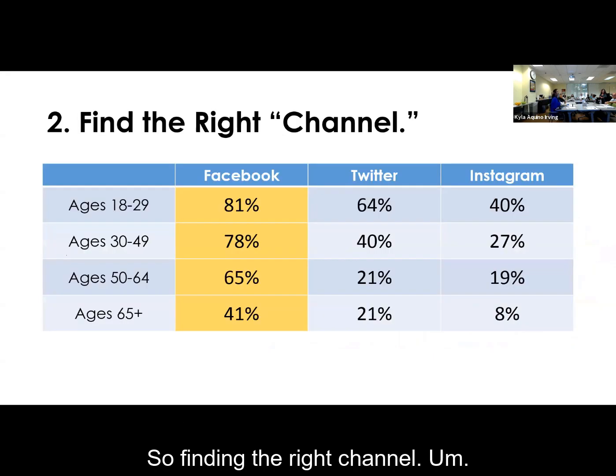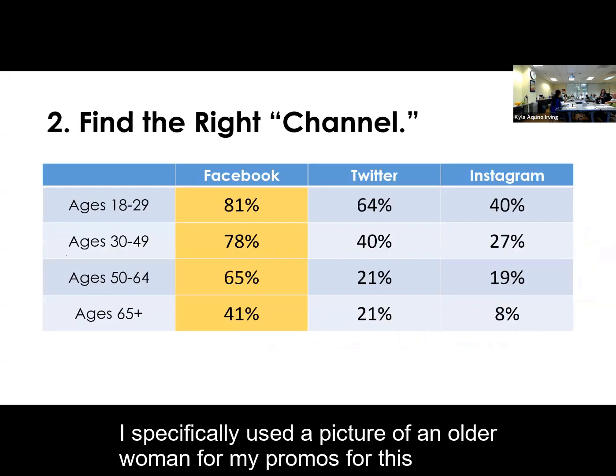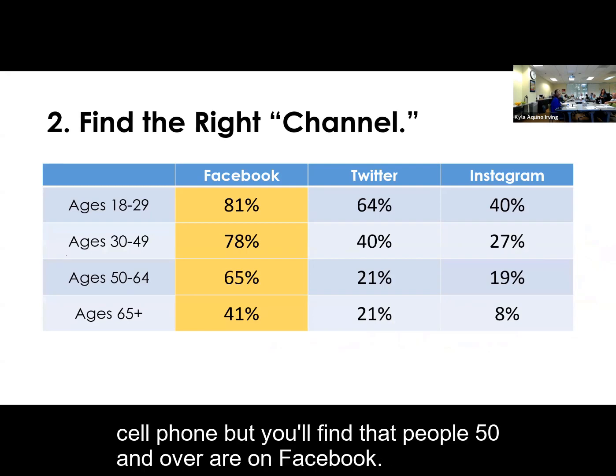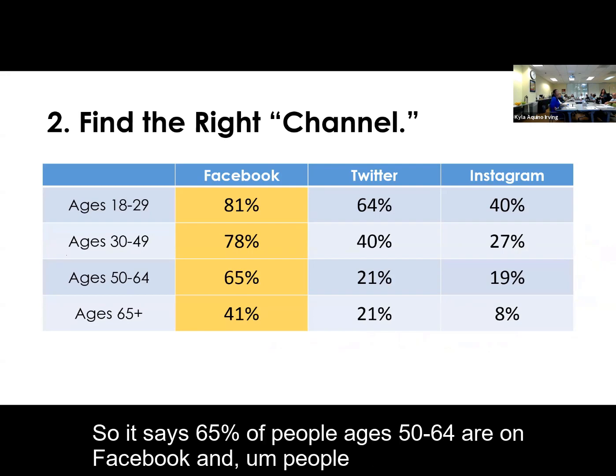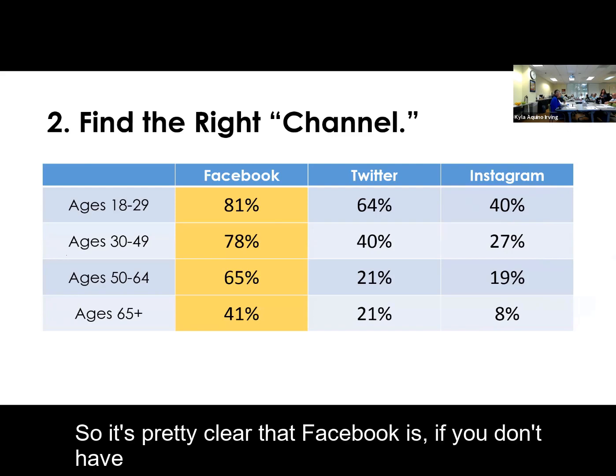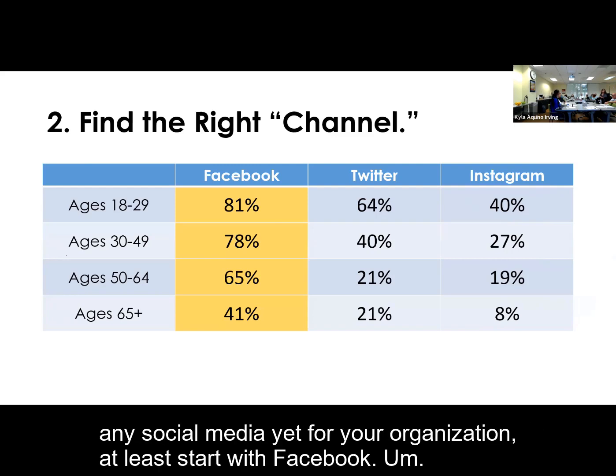So finding the right channel. I specifically used a picture of an older woman for my promos for this, because I think the stereotype of social media users is maybe like a teenager on their cell phone, but you'll find that people 50 and over are on Facebook. So it says 65% of people ages 50 to 64 are on Facebook. And people over 65, 41% are on Facebook. So it's pretty clear that Facebook is, if you don't have any social media yet for your organization, at least start with Facebook.